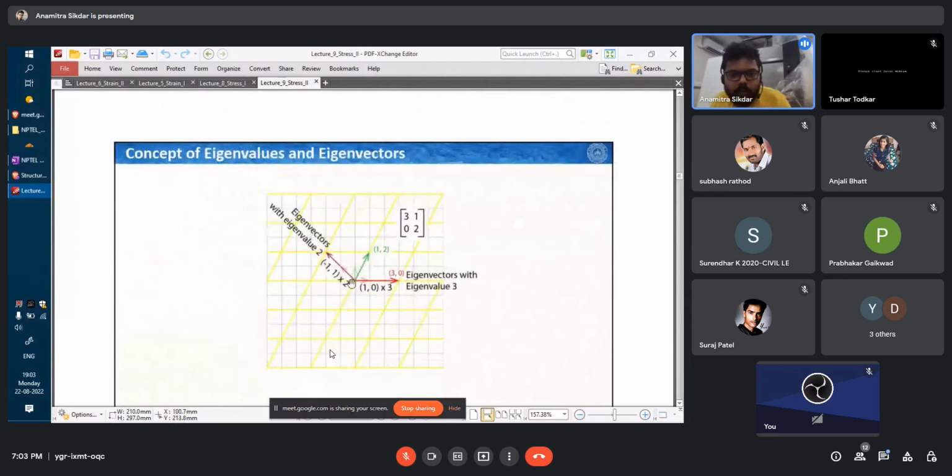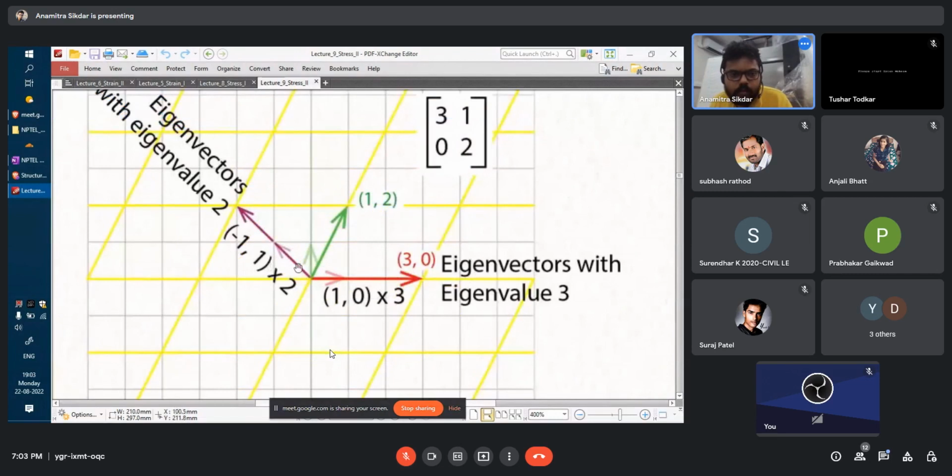Remember I was talking about this purple line and the red line. These are the two eigenvectors. We did not change their direction. Sir, do we have a limitation on the number of eigenvectors? No, it depends on your deformation.